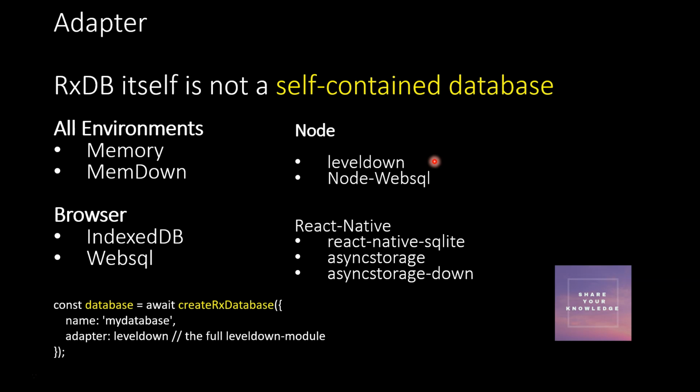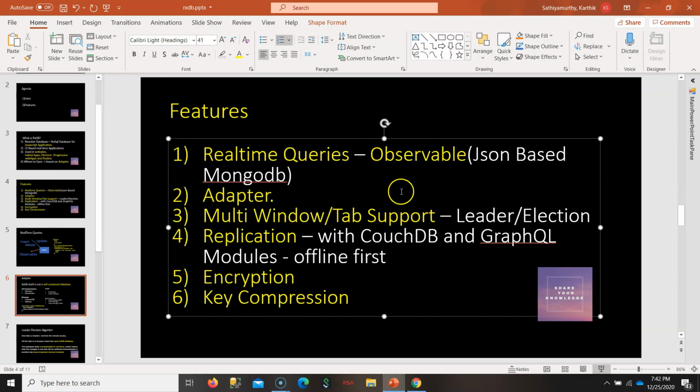In the case of React Native, you can give all three options. But in the case of Node, you cannot give IndexedDB, because IndexedDB will not be available in Node. It is more server-side, and IndexedDB is available only in the browser. So based on the environment you are running in, you can choose the adapters. And this is being provided if you go to the site.